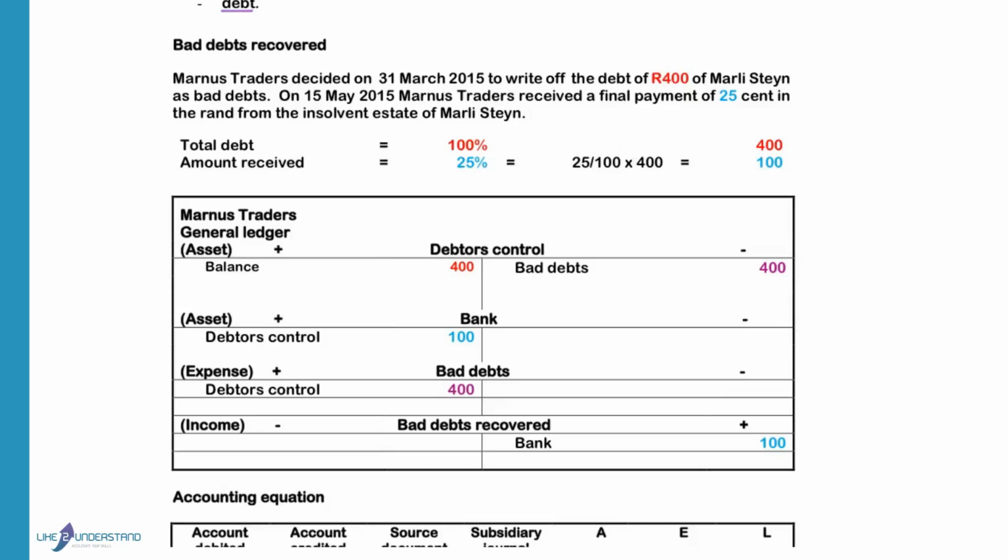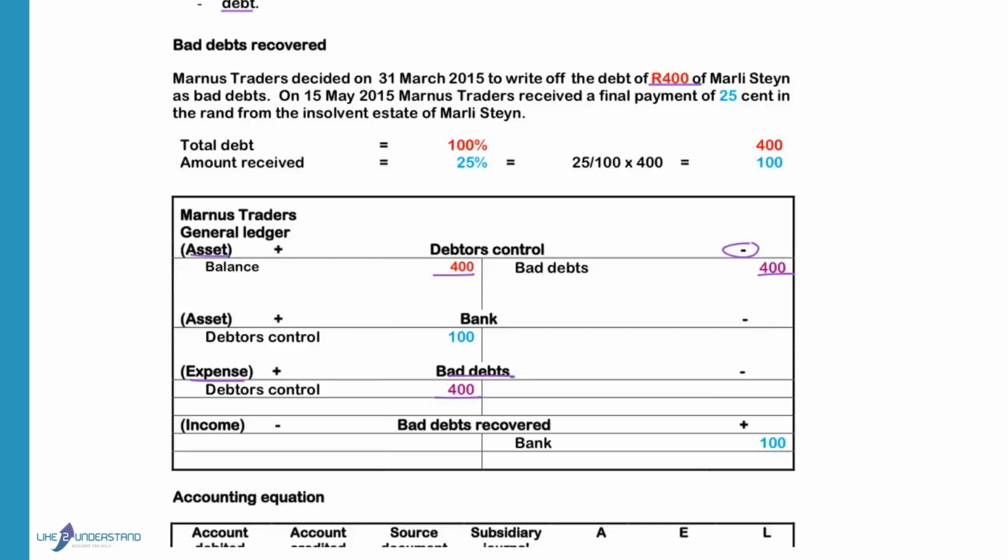Marnus Traders decided on 31st of March to write off the debt of 400 of Marley Steyn as bad debts. The debtors control had a balance of 400. The debt is written off, so debtors control is credited to decrease the asset on the credit side. And the expense bad debt is created to increase expenses on the debit side with 400.